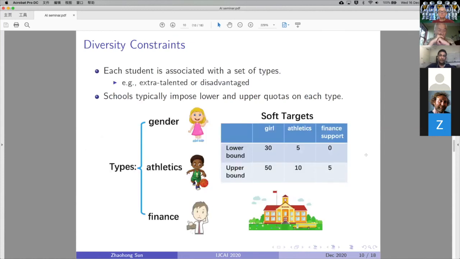In real life, school admissions are often subject to diversity constraints. In this setting, students are associated with a set of types which are used to capture traits, such as being from a disadvantaged group or being extra talented. To achieve a racial, social, and economic balance, schools typically set lower and upper quotas on each type. In this picture, we show an example of a school choice problem with diversity constraints.